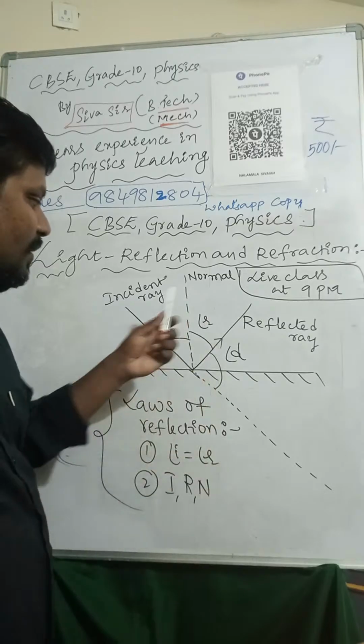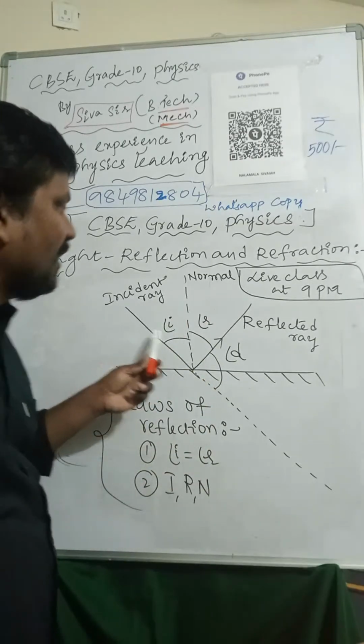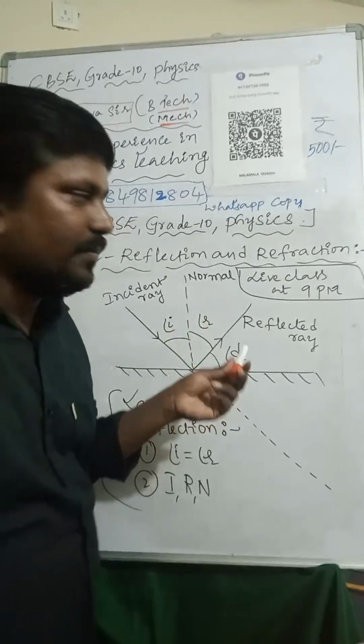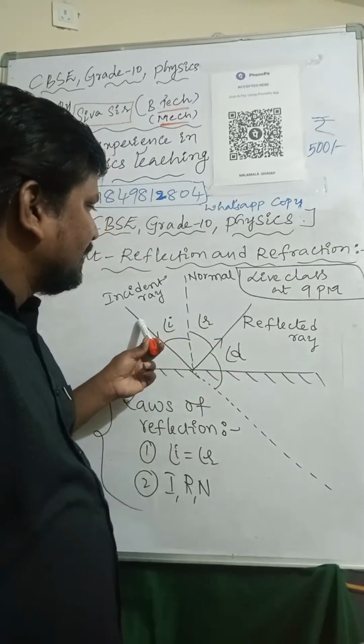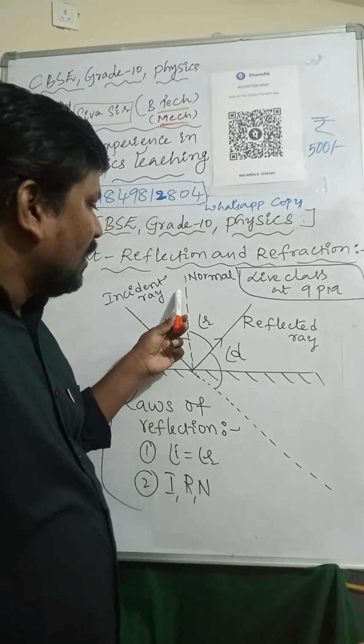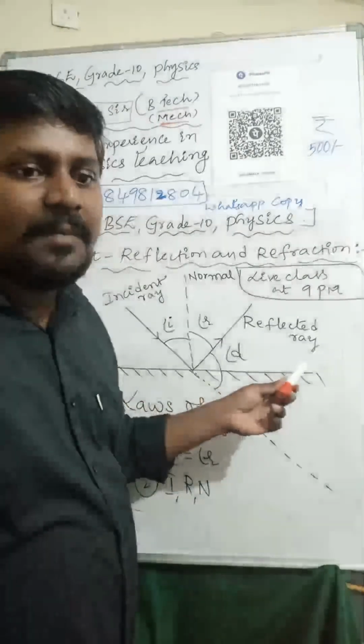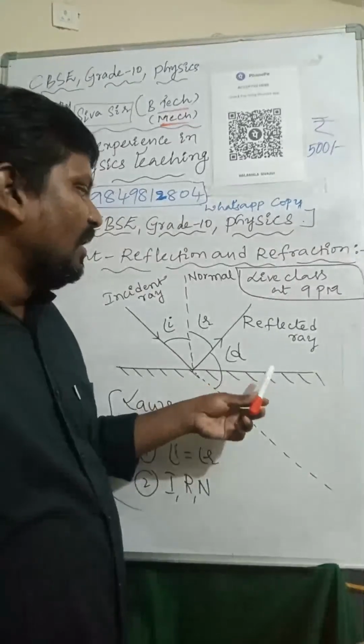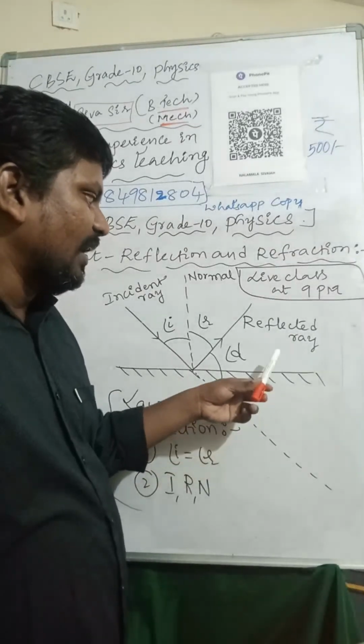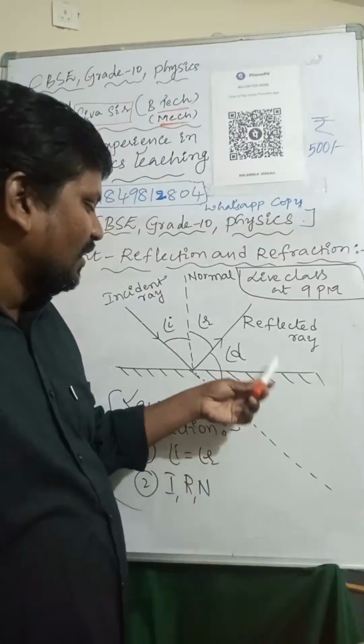So what are the points involved in it? What are the terms? They are the incident ray, reflected ray, normal line, and undeviated line. This is the surface. A highly polished smooth surface is called a plane mirror.